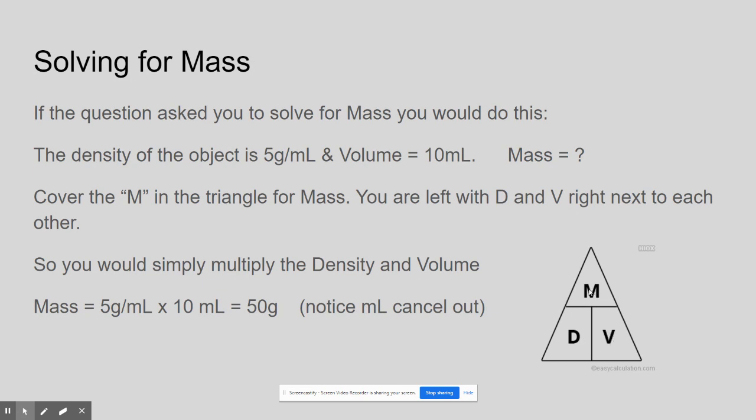You cover over the m since that's what you're solving for. And you simply take the 5 grams per milliliter and multiply it by the 10 milliliters. So in this case, the mass would be 50 because 5 times 10 is 50. So if you're solving for mass, you cover over the m. You're left with the d, the density, and the v, the volume. Since they're next to each other, you can act like that's a multiplication symbol, or an x. And it's density times volume equals mass.